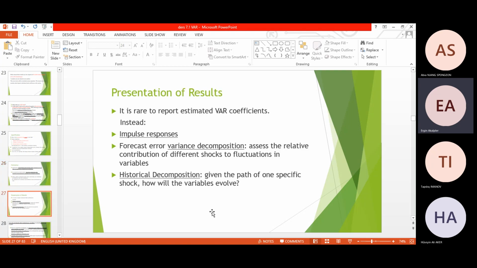In the presentation of the results, it is rare to report estimates of coefficients. Instead, impulse response and variance decomposition will be used for this, and historical decomposition is also part of it. For one specific shock, how will the variable evolve is going to be questioned, interpreted and answered.